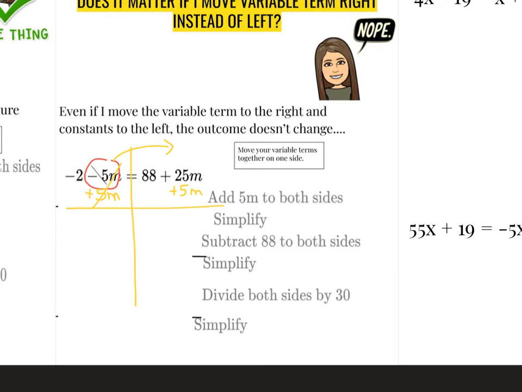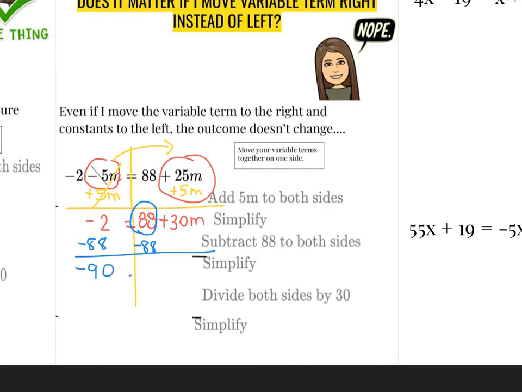On the left, I still have a negative 2 equals 88. Now, 25 plus 5 will give me a positive 30m. Next, I need to get rid of that term not directly with the variable, which is that 88. So subtract 88 on both sides of the equation. It will give me negative 90 on the left side. Bring down the 30m. I'm going to divide both sides by 30.